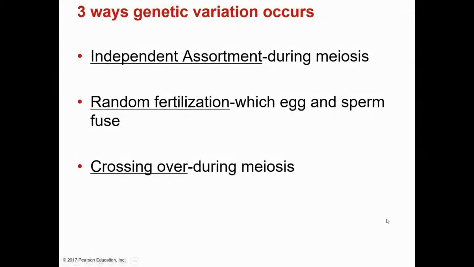And so a big picture here is that genetic variation occurs through independent assortment, crossing over, and both of those occur during meiosis, and then also random fertilization, so which egg cell specifically fuses with which sperm cell. Those are ways that sexual reproduction and meiosis give us genetic variation from one generation to the next. So for example, you may look very different from your parents, or you may look similar, and same thing with your siblings, your brothers and your sisters.